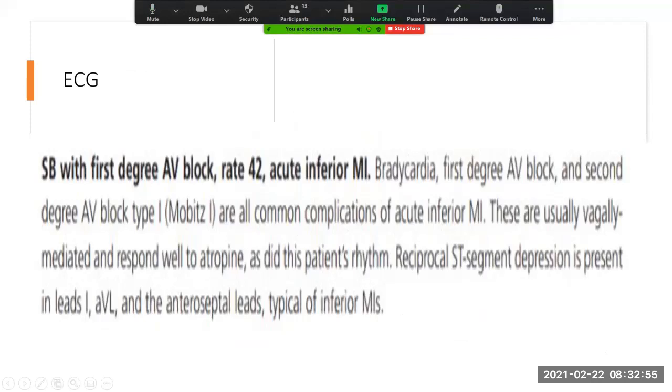That's not a problem. So the reason why we did the right-hand side, we wanted to exclude a right-sided MI. It doesn't mean every time ST is high in lead 3, there must be. It's just that we have to make sure, right? So we've got bradycardia, first degree block, second degree block, they are saying is common complications of acute MI, but we'll get to that. These are usually vagally mediated, right? And respond well to atropine, as did this patient.